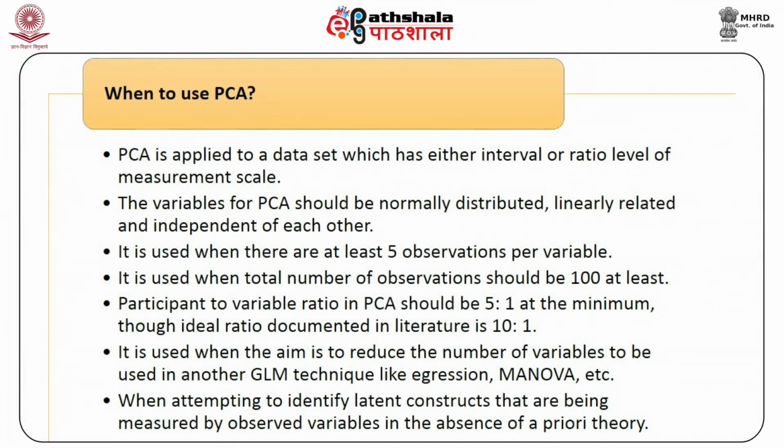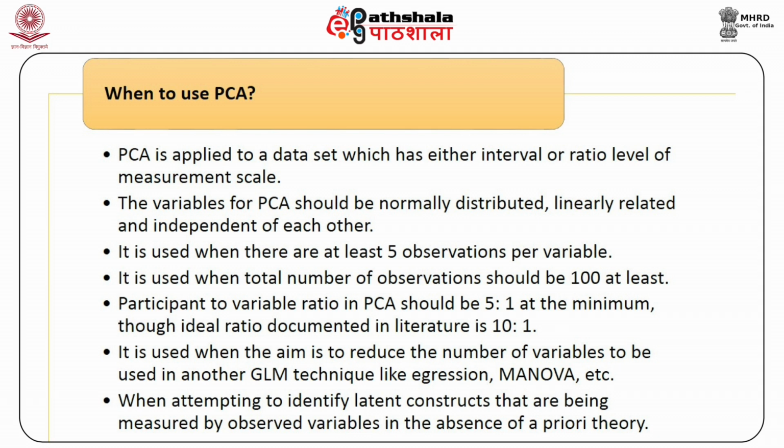PCA is applied to a dataset which has either interval or ratio levels of measurement. The variables for PCA should be normally distributed, linearly related and independent of each other. It is used when there are at least 5 observations per variable, and the total number of observations should be at least 100. The participants to variable ratio in PCA should be 5:1 at the minimum, though the ideal ratio documented in the literature is 10:1.